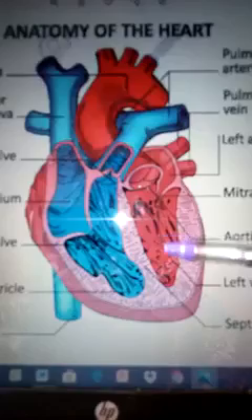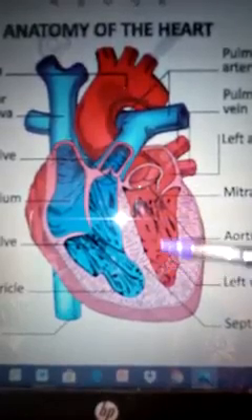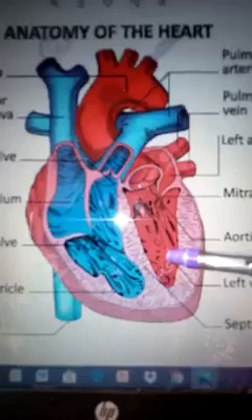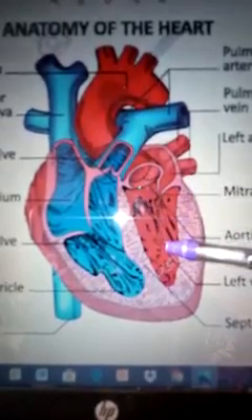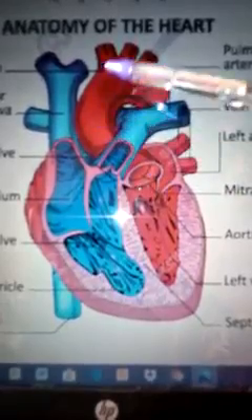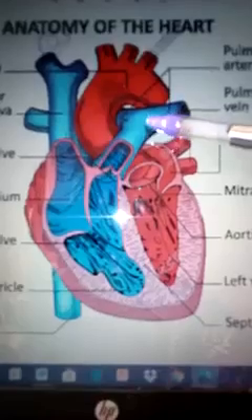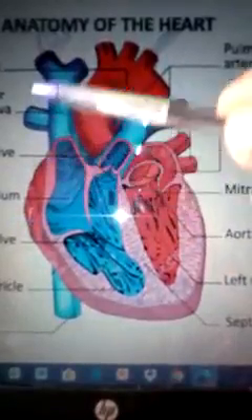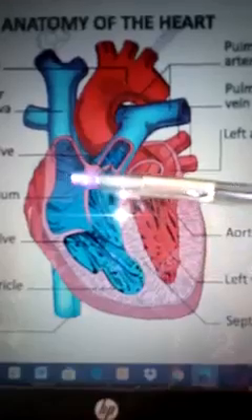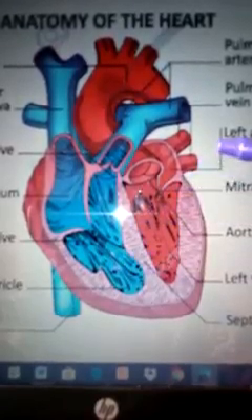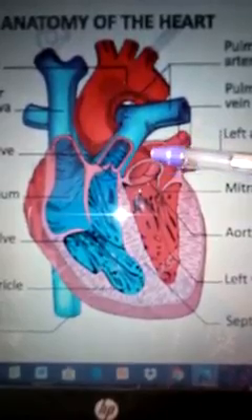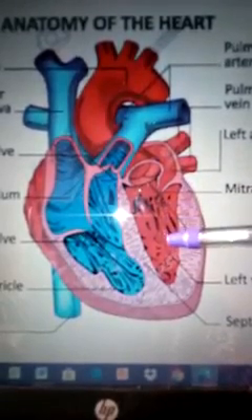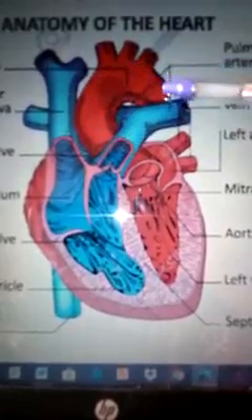The blood that comes into this place comes from the lungs. And blood from here moves to all parts of the body. I said blood comes from all parts of the body into the right side of the heart. And blood comes from the lungs into the left side of the heart. The left side of the heart moves blood to all parts of the body.